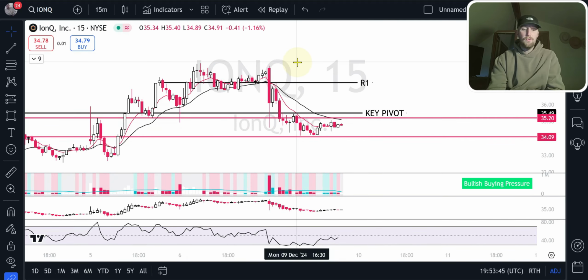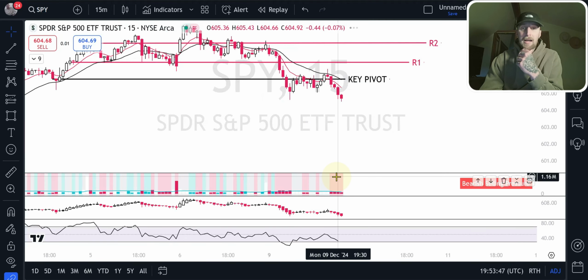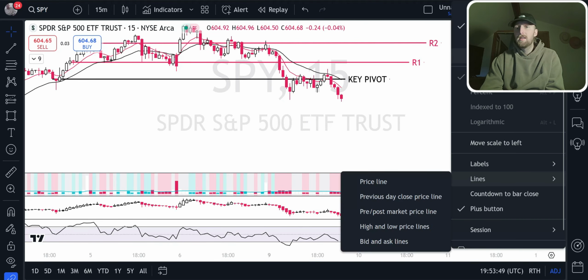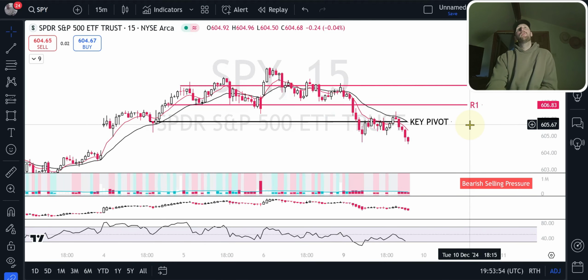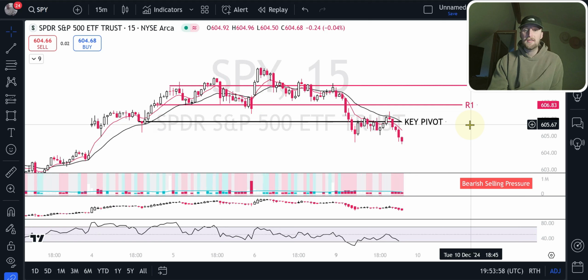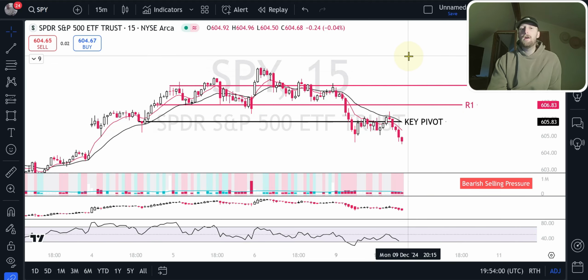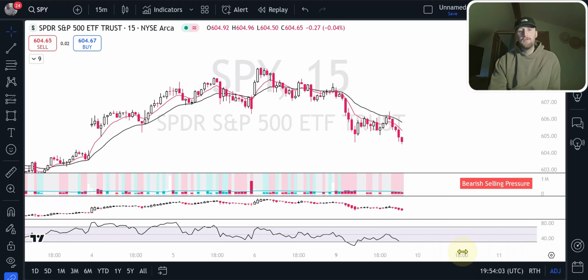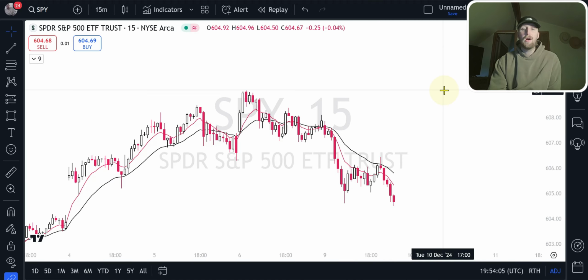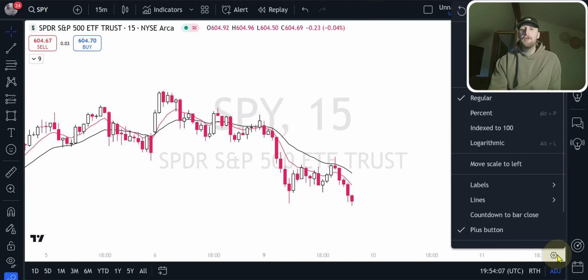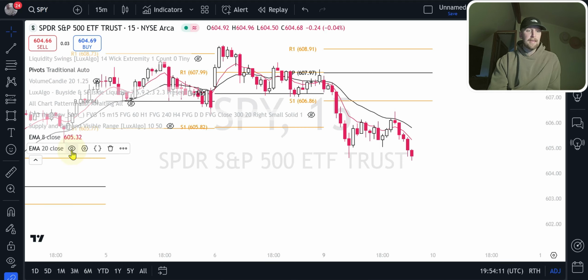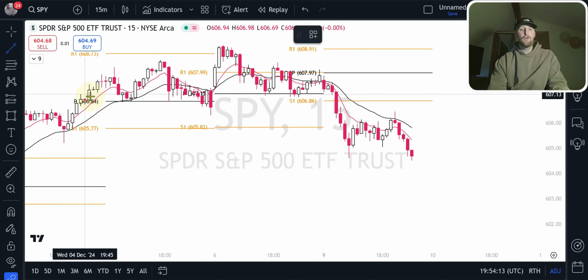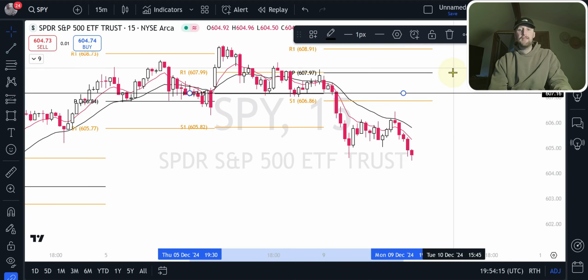Now, I want to take you to the SPY chart just because SPY is one of those tickers where price action is a little easier to predict. So just moving through this example, I want to show you guys again how we do this. We pull up our key pivot indicators, and we draw out our key pivots.